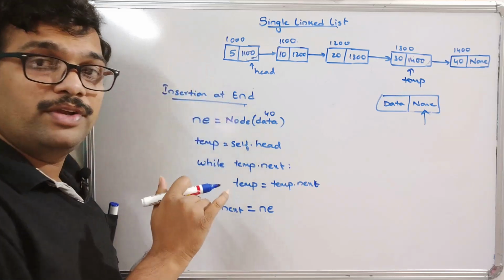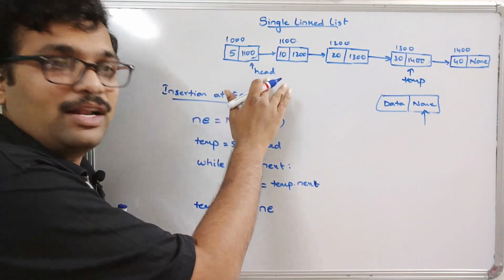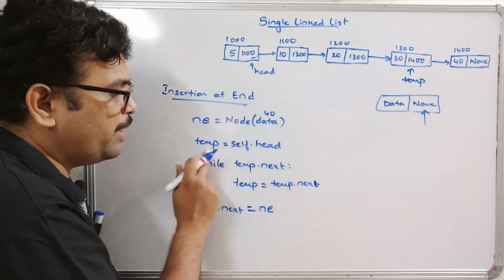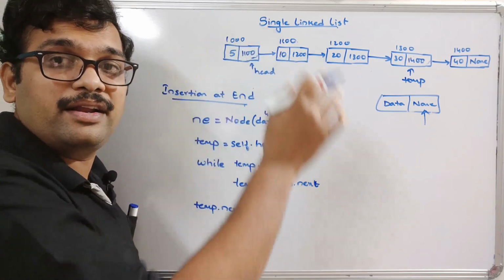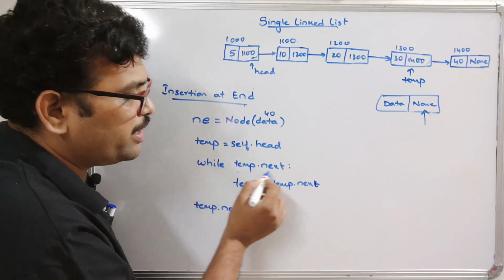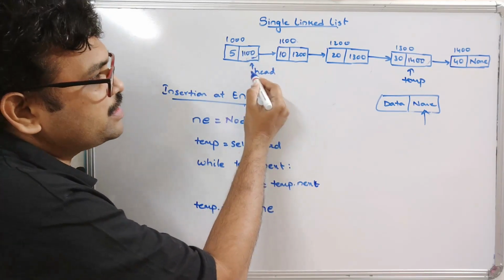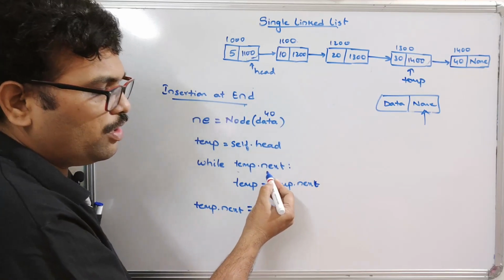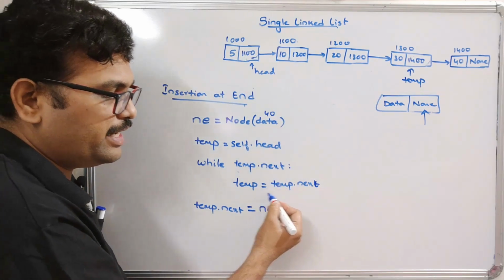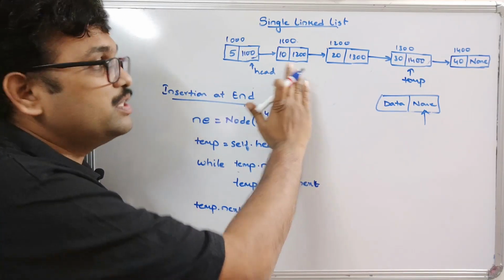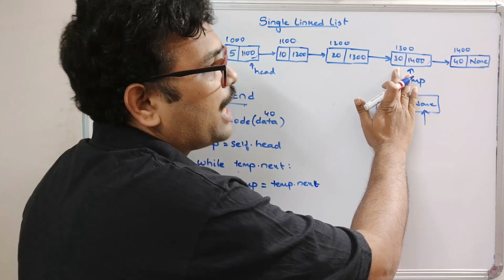One more thing we need to remember is we should not change the head value. For that purpose, I am taking a temporary variable and assigning head to it, and I keep on iterating the temporary. While temp dot next, temp dot next means 1100, which is non-zero. If it is non-zero, it will enter into the loop and temp will change to the next node. This will happen till it reaches the last element.